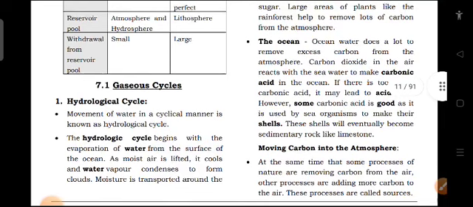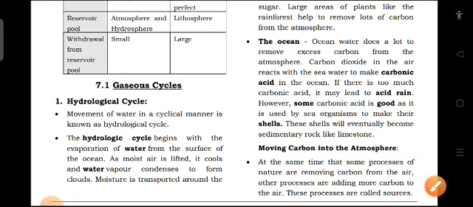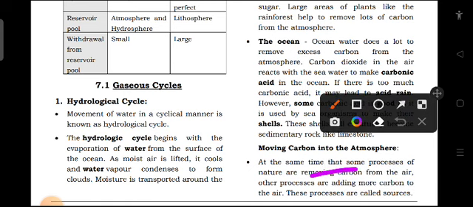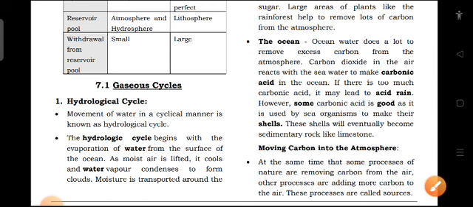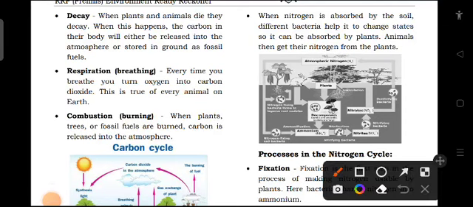Now moving carbon into the atmosphere. These are about taking out carbon from the atmosphere through photosynthesis and ocean. Now how can we move the carbon back into the atmosphere? At the same time that some processes of nature are removing carbon from the air, other processes are adding more carbon to the air. These processes are called the sources. So how is the carbon being transferred back to the atmosphere?